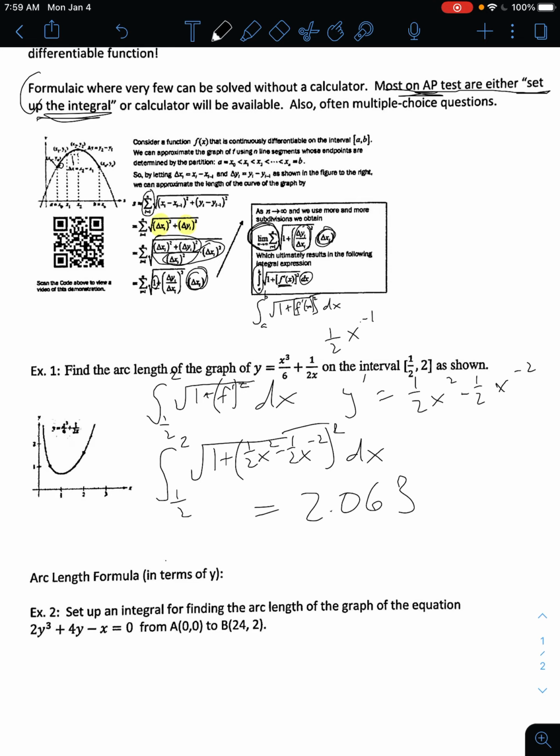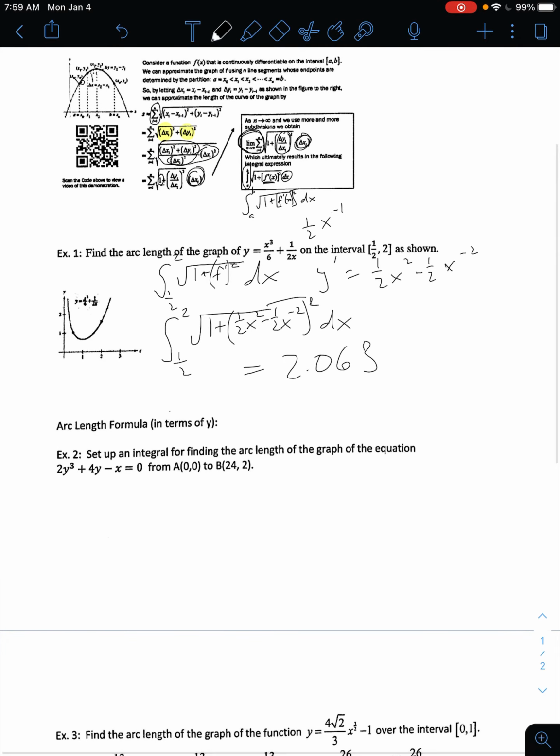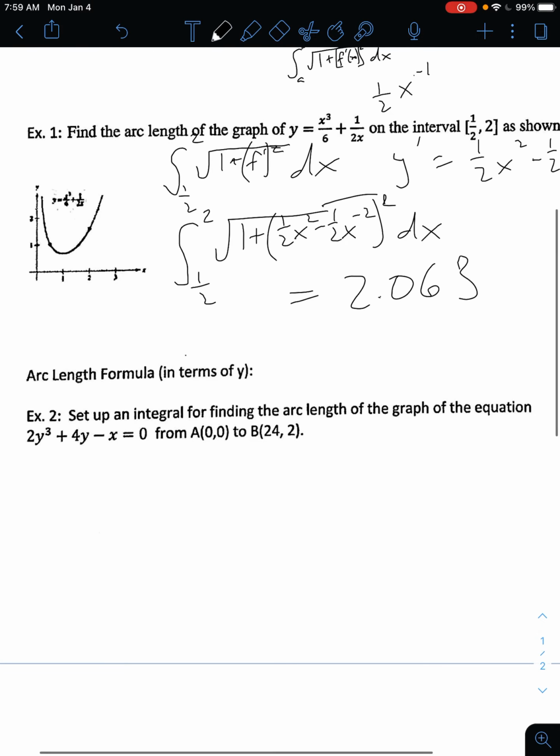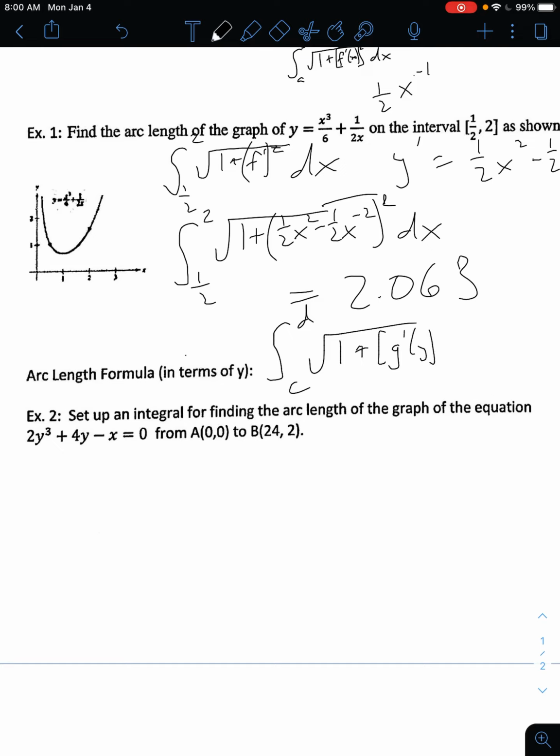So that's how we find arc length. It's not much more difficult than that. Could be in terms of y. So sometimes it's easier to do this in terms of y. And the formula is the same. It's just now everything is in terms of y, kind of like when we did cross sections. So it's going to be from c to d, square root of 1 plus, and then we'll do g prime of y all squared, dy.